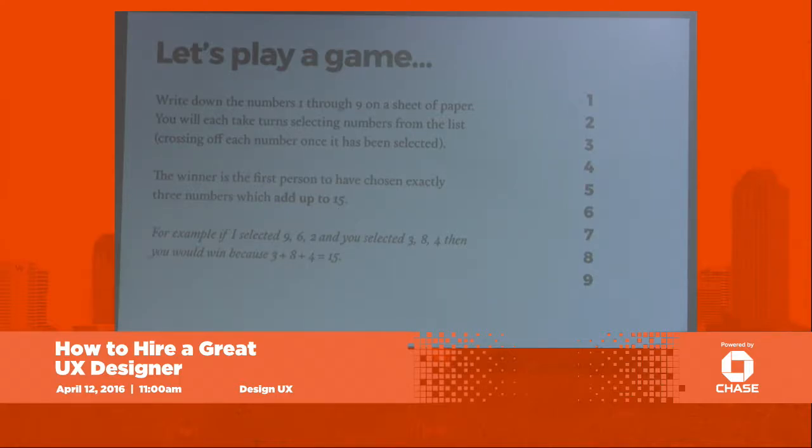So here's how the game goes. Actually, before I read anything, just write down the numbers 1 through 9 down the sheet of paper vertically, just like you see on the right here.